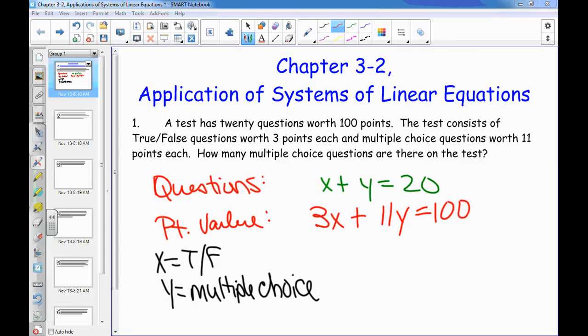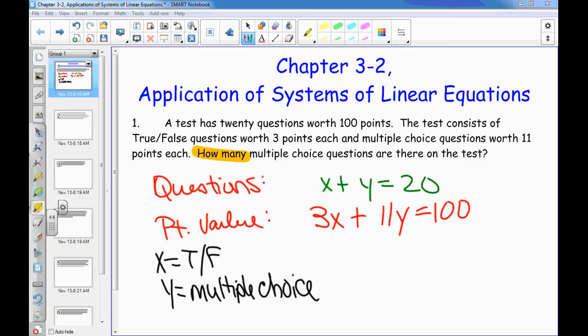Could you see this problem being on an ACT? Yeah, absolutely. Could you see this being on the end of course exam? Well, yeah. Because it's you trying to come up with what X is, which is the number of true and false, and what Y is, which is the number of multiple choice.